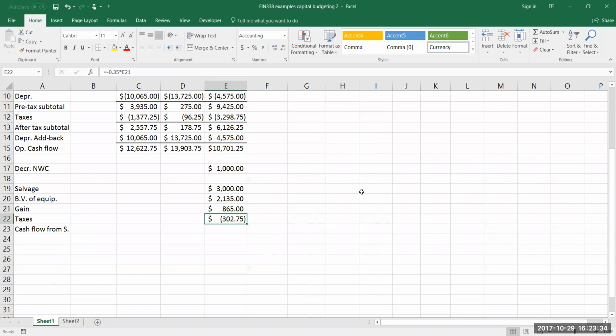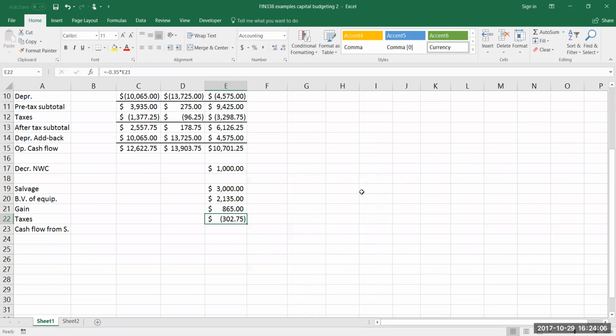Taxes. Well, if I made a gain, I am going to have to pay Uncle Sam. If I had a loss, I could actually have a tax benefit, which would mean that, assuming my company was making money elsewhere, I would send Uncle Sam a little bit less in taxes from other projects than I would have otherwise. And since a penny saved is a penny earned, if I have a loss on the sale, my tax figure would actually be a positive number, and it would involve cash.